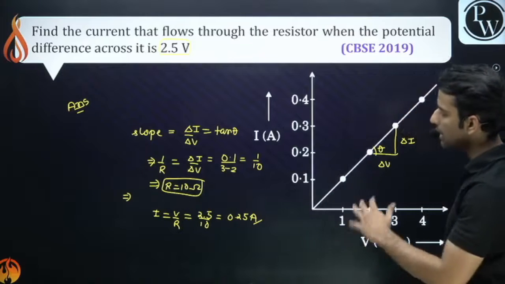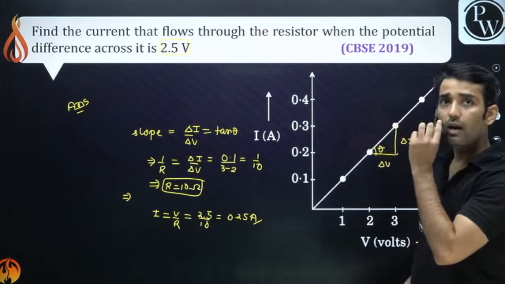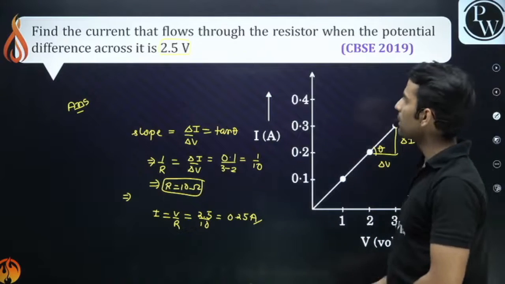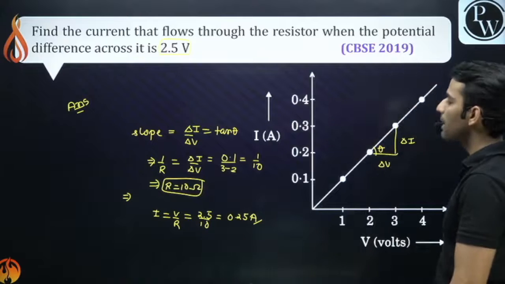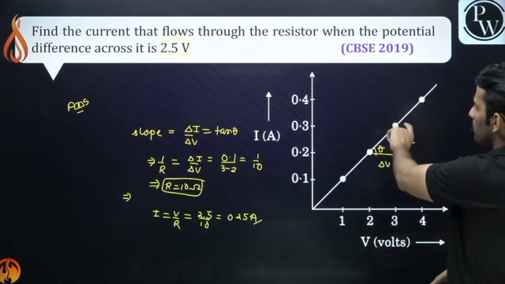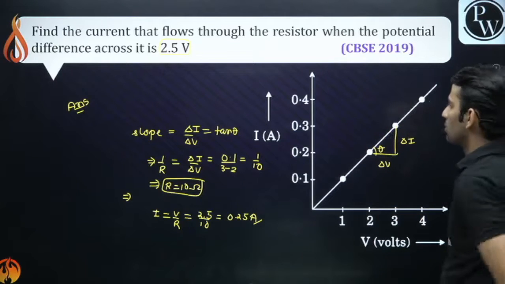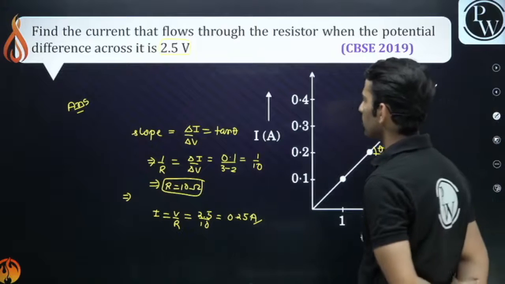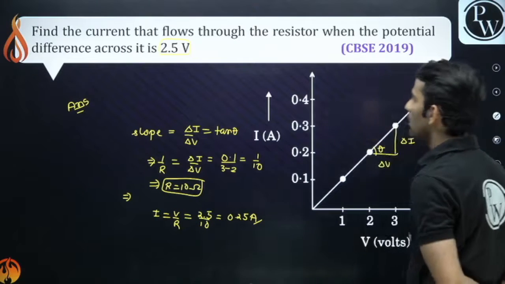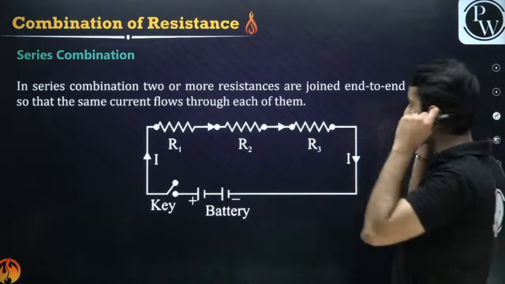I is V by R. V is 2.5 upon resistance, and you will get your answer. Are you getting it? Okay. So I is V by R. V is 2.5. R is 10 ohm. Right? 0.3 upon 0.3 minus 0.2, which is 0.1 upon 3 minus 2. So it will be 0.1 by 1, which is 1 by 10. So R is 10 ohm. Okay. Next concept.